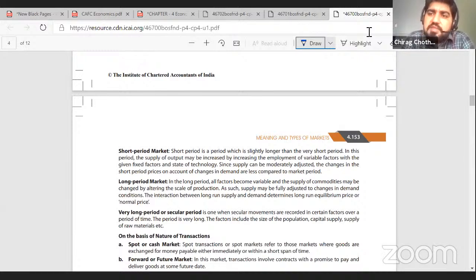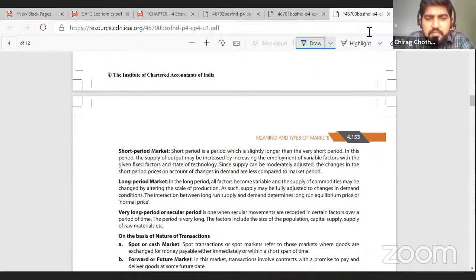And students, when even the economic condition or the economic scenarios can be changed, it will be called a very long period market, or we also call it a secular market. So there are four parts: very short period where nothing can be changed, short period market where few things can be changed and few remain constant, long period market where everything that you are using as input in the organization can be changed, and very long period market where the entire economy can be changed, economic conditions can be changed.